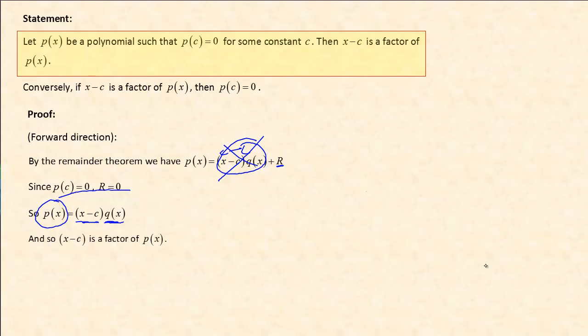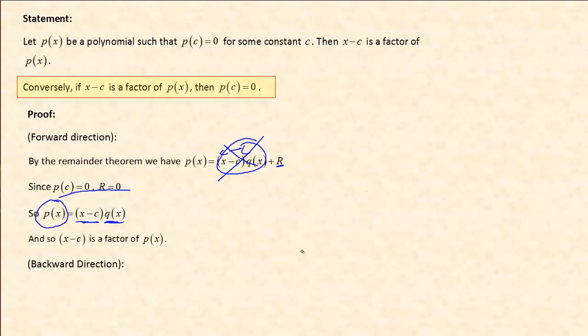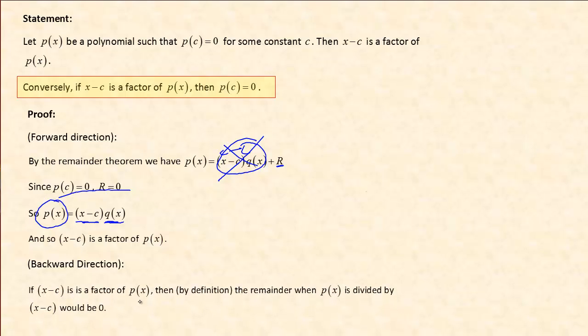Now let's look at the backward direction. So we're now looking at this part. If x minus c is a factor of p of x, then by definition the remainder when p of x is divided by x minus c would be 0. Something is only a factor of something else if the remainder on division is 0. By the remainder theorem, this is equal to p of c. Hence, p of c is equal to 0.